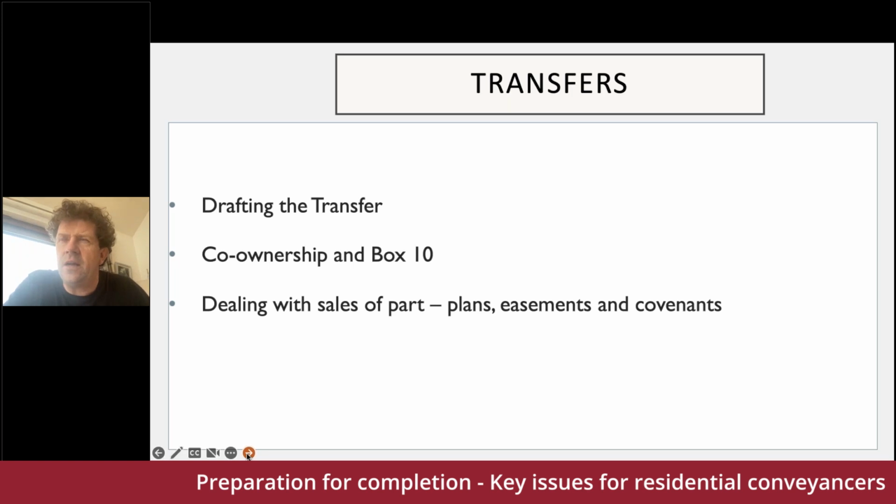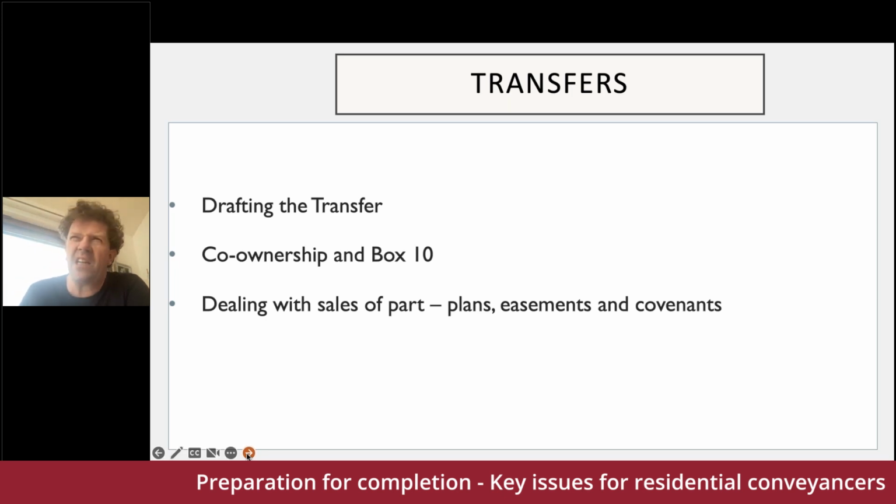And this is something that I think a lot of conveyancers overlook or don't realise, the potential difficulty that can arise as a consequence of a failure to explain to co-owning clients what the transfer says with regard to co-ownership. So if you're sending a transfer out for the buyer client to execute, it is important that you highlight box 10 and highlight what the transfer states with regard to co-ownership.